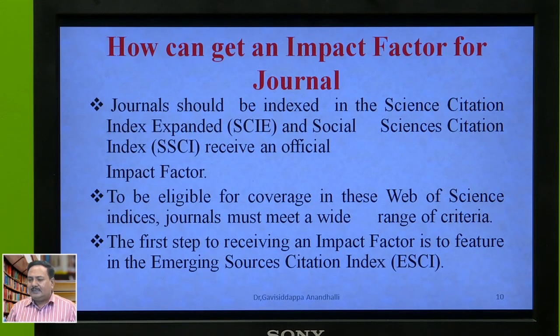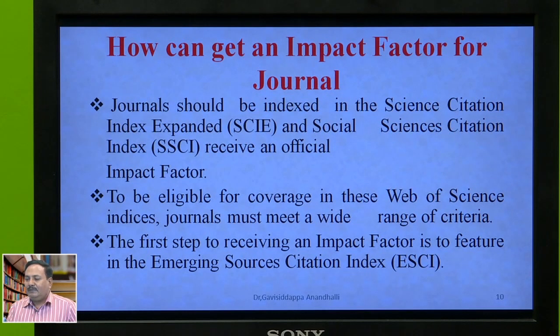How can I get an impact factor for my journal? Suppose I want to publish a new journal in my subject. For that I want to get the impact factor. Today, without an impact factor, the journal doesn't have any value at all. All the high quality journals nowadays, the UGC has prepared the rank list also, and the CARE list journals. Most of the journals have impact factors. Therefore, you can also get the impact factor.